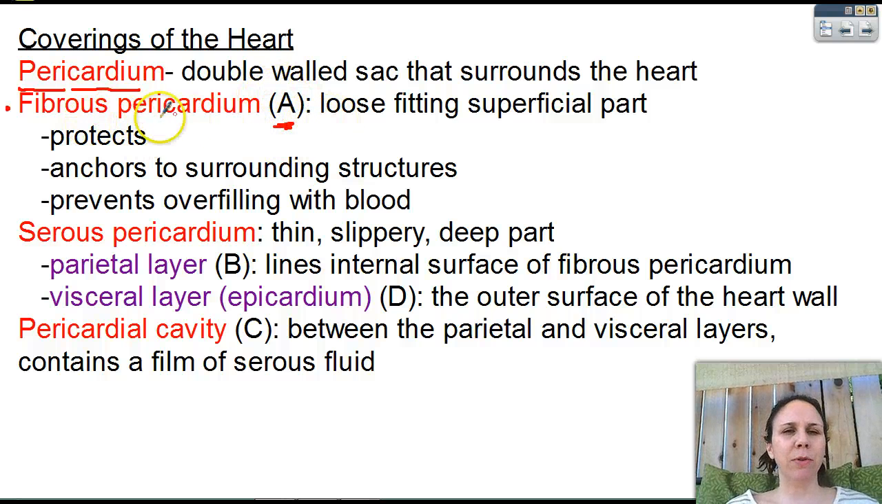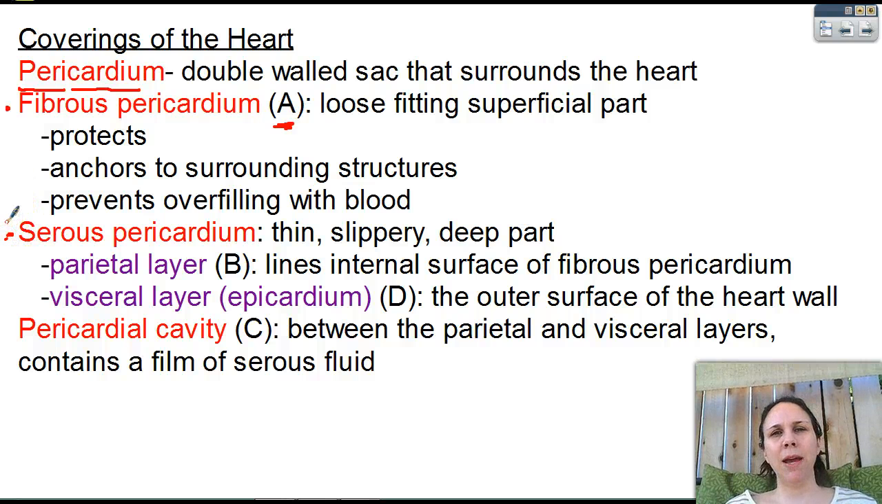The function of the fibrous pericardium is to protect your heart, helps to anchor it to surrounding structures, like it's continuous with your diaphragm and also continuous with the upper structures of your lungs. And it also prevents your heart from overfilling with blood. Since it is a rigid structure, it can't expand quickly, so it's a nice solid, sturdy bag so your heart doesn't explode.